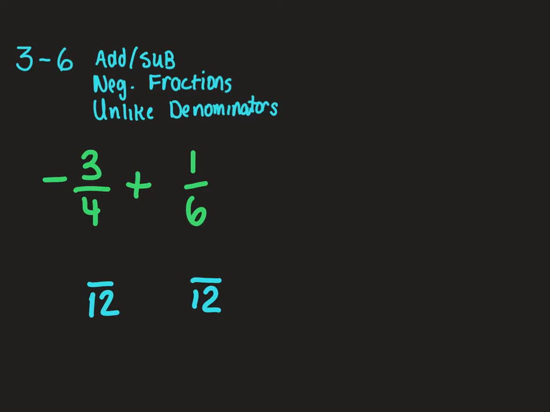So then I have to do a times by 3 pattern up here. 3 times 3 is 9. Right here I did a times by 2 pattern, so I have to do a times by 2 pattern on my numerators, and I get 2.